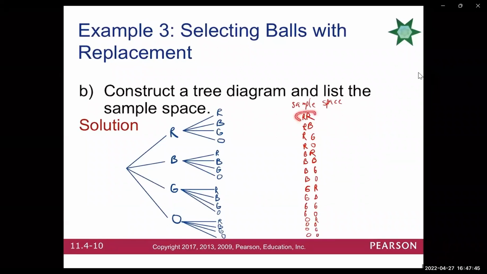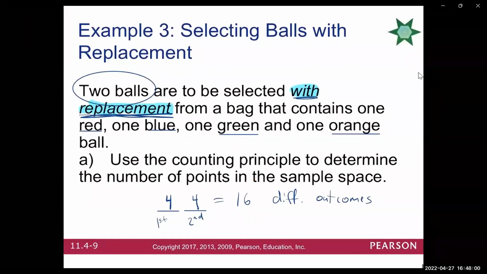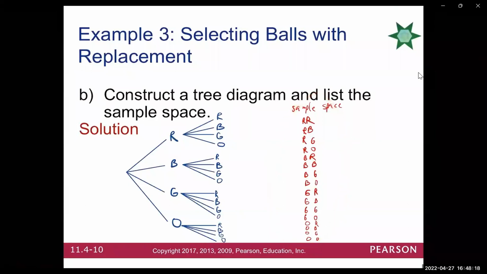And if you count all these, how many do you think there's going to be? It should be 16 because we already did that part where it says there's 4 choices for the first selection and 4 choices for the second selection. So 4 times 4 is 16. That's the nice thing about the counting principle. You'll know ahead of time how many outcomes you should expect. So there are 16 different outcomes.